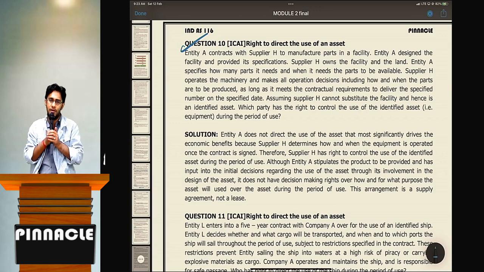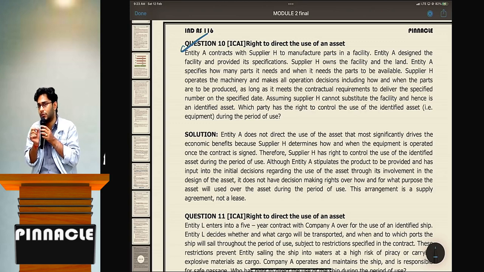It matters. In this, the right to control the use of the asset, as a customer, am I having it or am I not having it? That's the question. Sir, you told no. Sir, customer designed, yes, the customer is having. Okay, let's go back slowly.